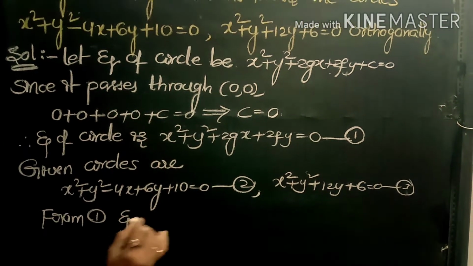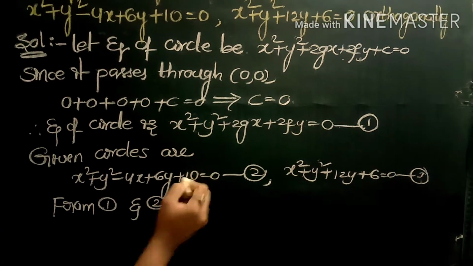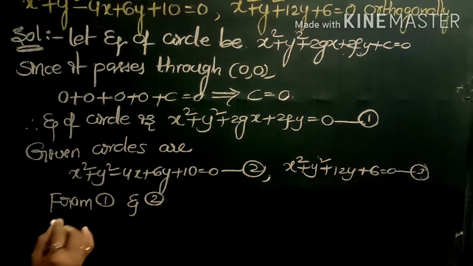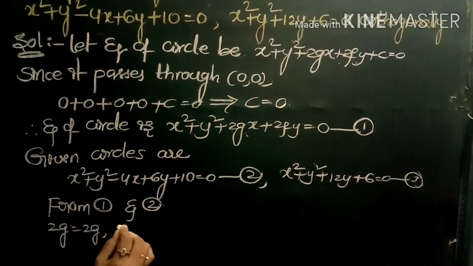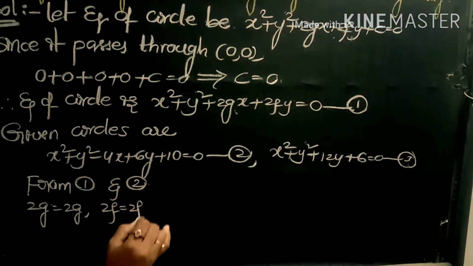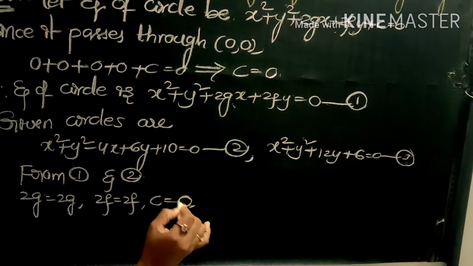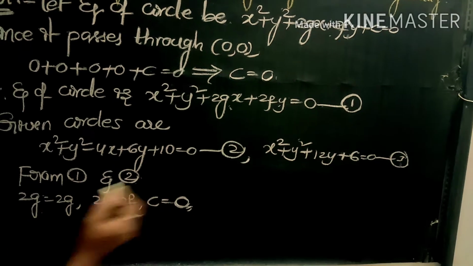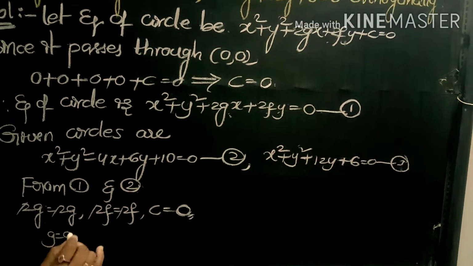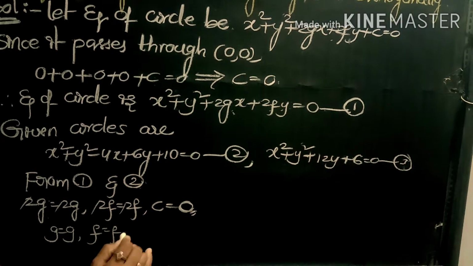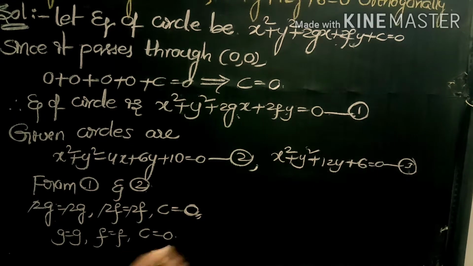That is, from 1 and 2, we are taking the values of g, f, c and g dash, f dash, c dash. From the first equation, 2g is equal to 2g, 2f is equal to 2f, c is equal to 0. That is, g value is equal to g, f value is equal to f, and the value of c is equal to 0. These are taken from the first equation.